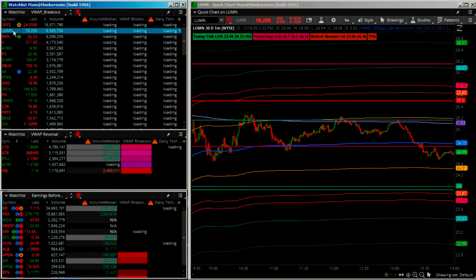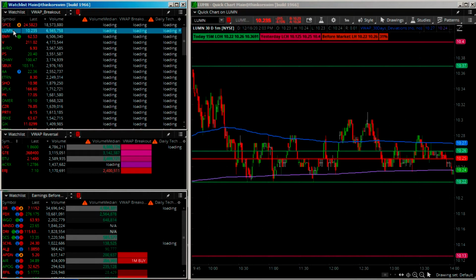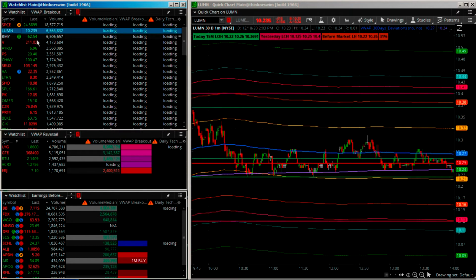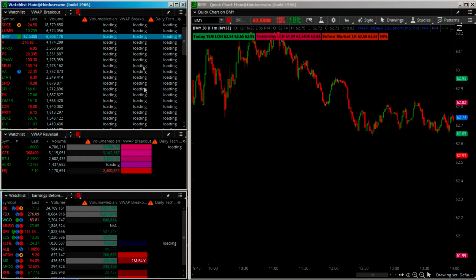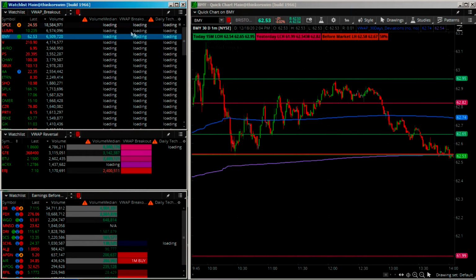Is it going to signal you every time it crosses? Because if you're on a 1 minute chart, it could go back and forth. Yes, every time the scan refreshes, it's going to keep popping that. For the VWAP breakout, it tells you it's either 1 minute or multi-day. So LUMN, we're breaking through the multi-day. Once the VWAP breakout column loads, it will tag you what it is.